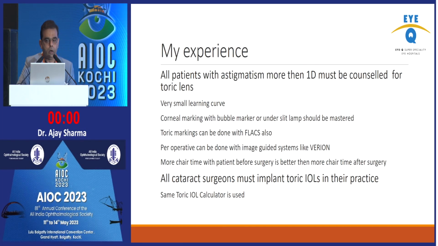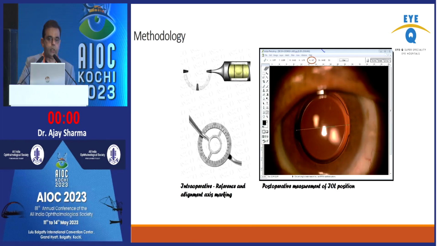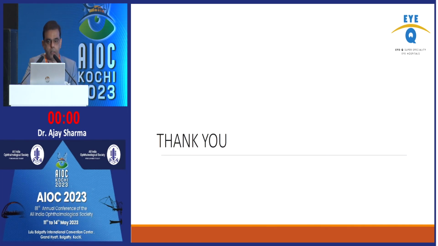So for toric, my one-liner will be: it is the right of the patient to have the astigmatism corrected. All of us should go and do toric lenses, and it should be at least 15 to 20% of our practice. Don't think whether it is an Indian toric or an imported toric. Go and correct the toricity of the patient. So I'll skip this. Thank you very much. Sorry for the delay.